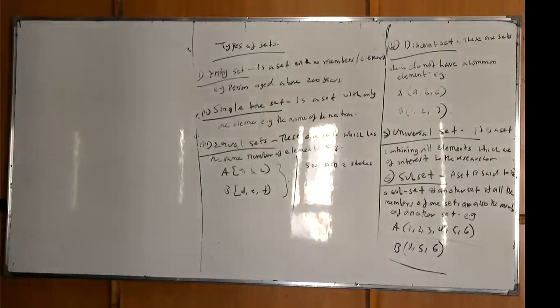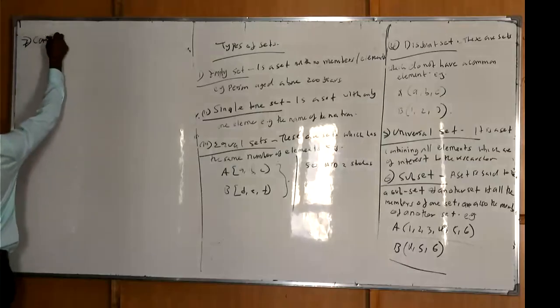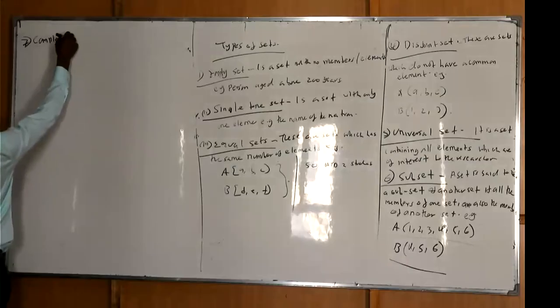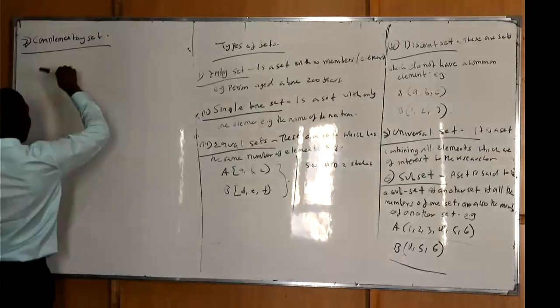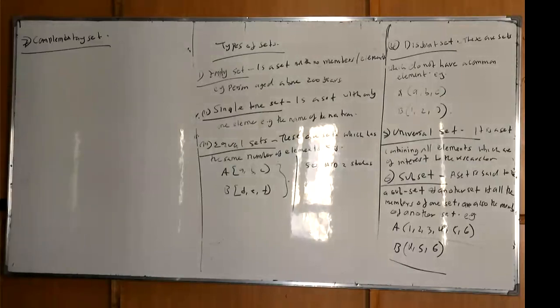Then let us go. The last type of a set is a complementary set, number 7. What is a complementary set?